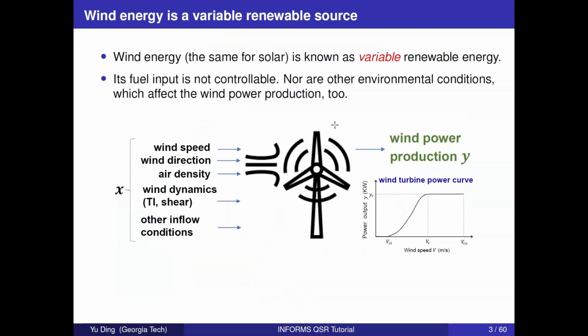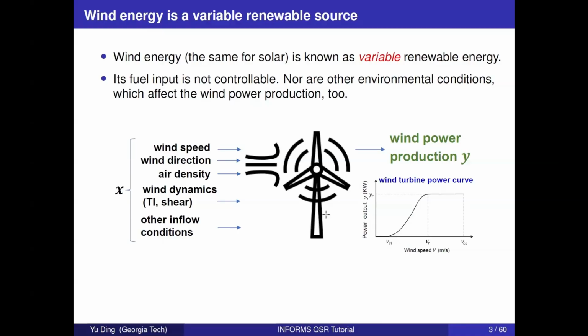The wind energy, the same as solar energy, is known as variable renewable energy. There are two keywords here: one is variable, another is renewable. We understand it's renewable because the wind and the sunshine are always going to be there. And it's variable because the fuel input, wind for wind energy and sunshine for solar energy, is not really controllable. It's controlled by the natural environment. Not only is the main force to generate the energy not controllable, the other environmental conditions that affect wind power generation are not controllable either.